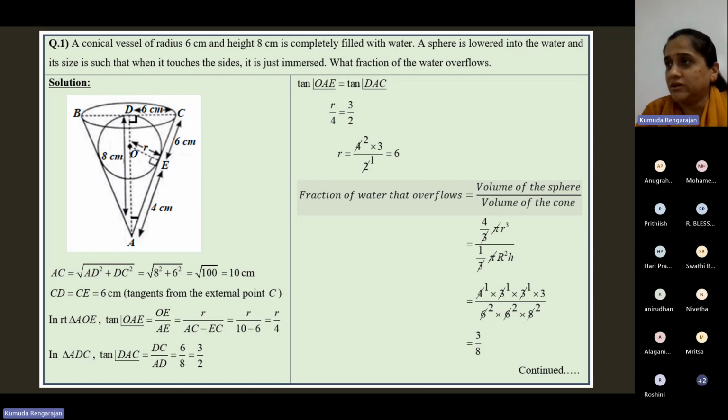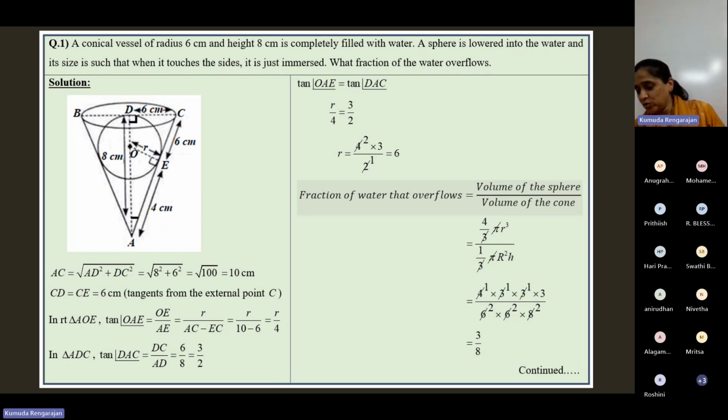Okay, now talking about the sphere. Do we know the radius of the sphere? No, we do not know the radius of the sphere. But is that the question? No, the question is not to find the radius of the sphere. The question is to find the fraction of the water that overflows. To answer this, you need all the values of the cone and the sphere. For the sphere, we just need the radius, but we don't have it. So the first step is to find the radius of the sphere.